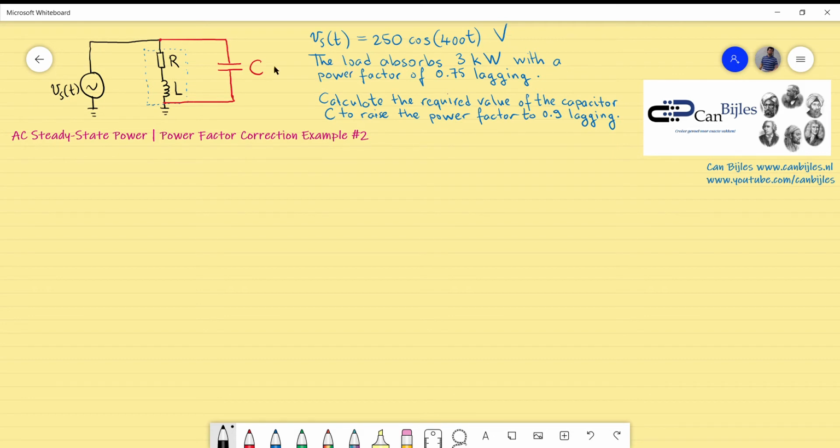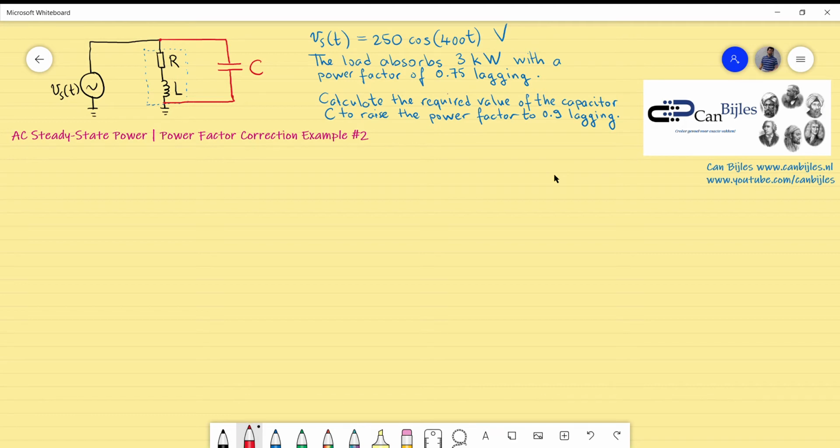The load, this complete load, absorbs 3 kilowatts of power with a power factor of 0.75 lagging. We would like to calculate the value of the capacitor, which is placed here in parallel, required to raise the power factor to 0.9 lagging. Okay, let's start.